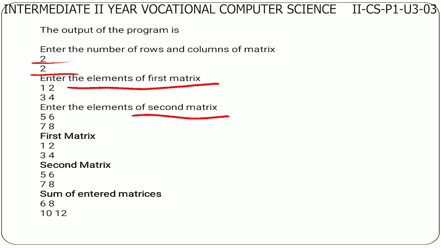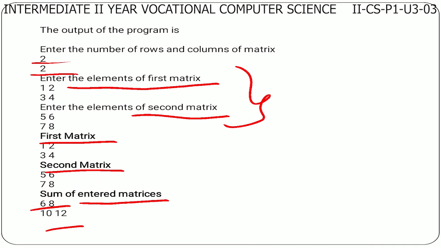Then the first matrix I am displaying, that is 1, 2, 3, 4. Here we are reading the values from the keyboard. Here we are printing the matrices: first matrix, second matrix 5, 6, 7, 8. And the last, we are printing the sum. The output we get is 6, 8, 10, 12.